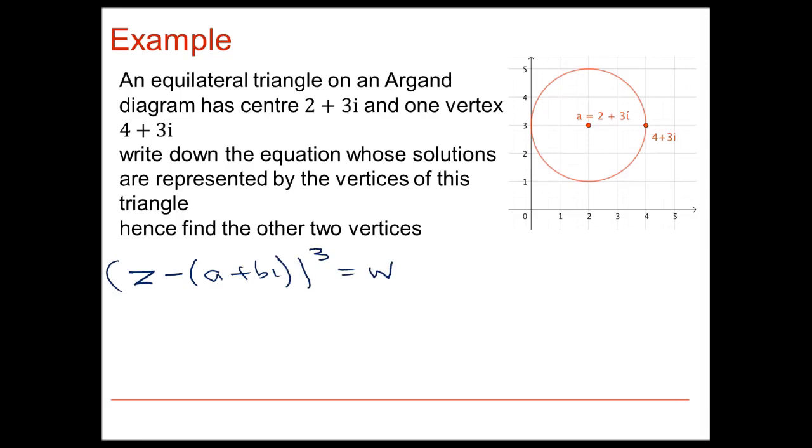In this example, an equilateral triangle on an Argand diagram has centre 2 plus 3i and one vertex 4 plus 3i. So if you can imagine, you're probably going to have the other two vertices about there and there to form the equilateral triangle. We need to write down the equation whose solutions are represented by the vertices of this triangle, and then later find the other two vertices.